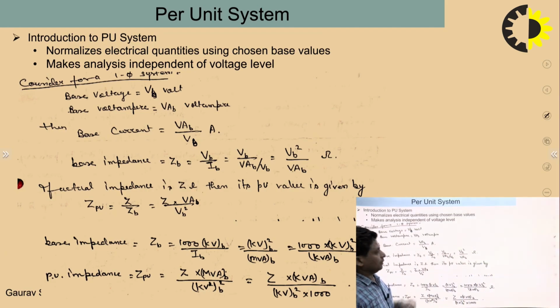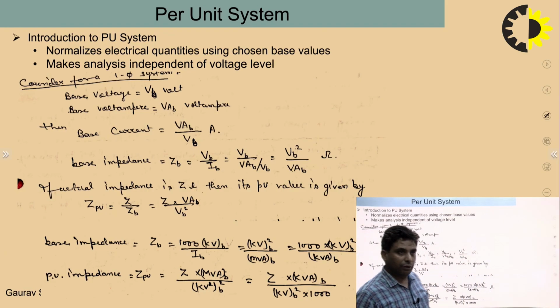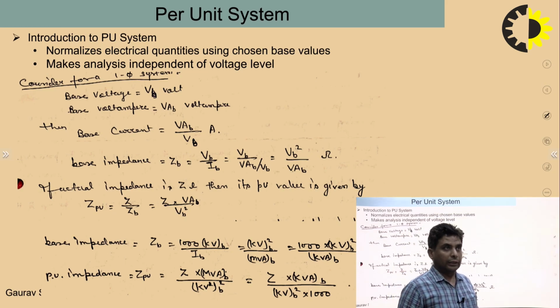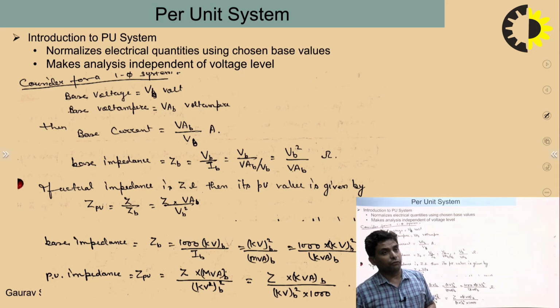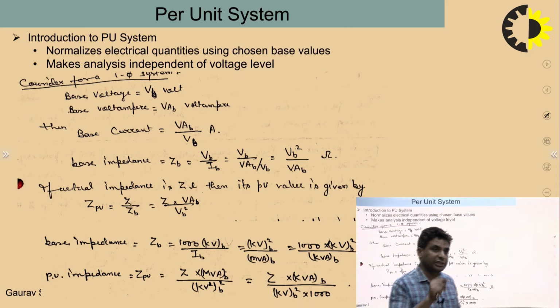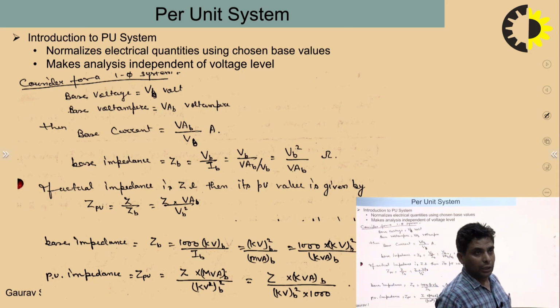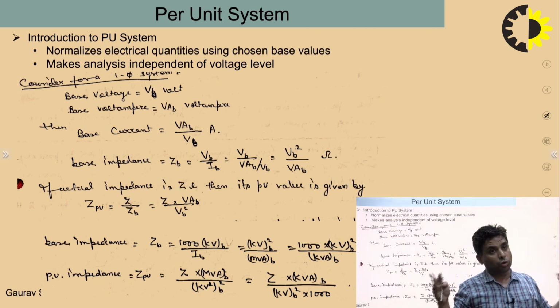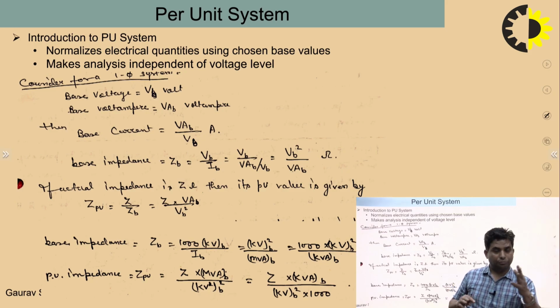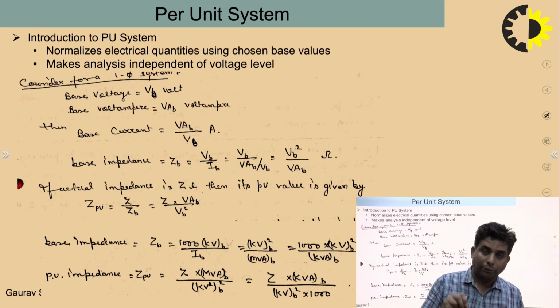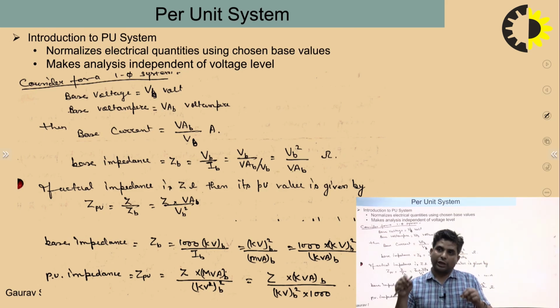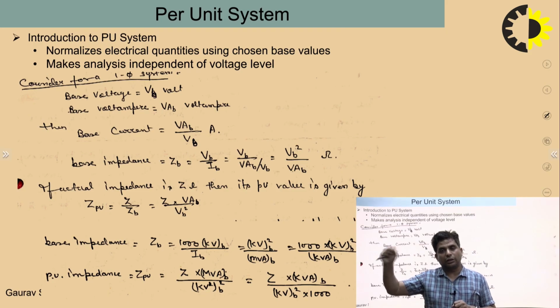In the previous diagram we discussed the one line diagram, and I showed that the voltage level changes at every stage. When we discuss a more complex power system, there are different voltage levels at particular sections. So whenever the calculation is going on, there is a very large calculation going on.